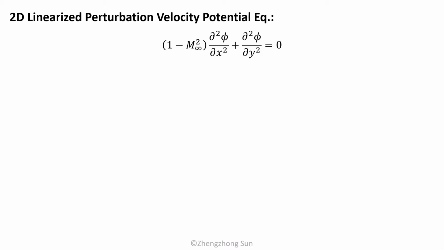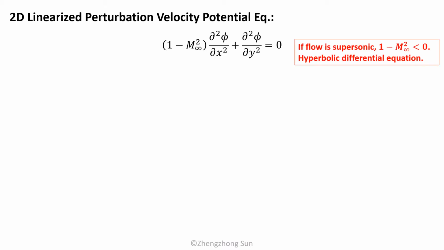Let's start again with the 2D linearized perturbation velocity potential equation. We've seen this form earlier, and we know in the subsonic flow, 1 minus M infinity squared is positive. But have you considered that if it's supersonic flow, 1 minus M infinity squared is a negative value? This will change the elliptic equation into a hyperbolic equation. So this is what happens from subsonic flow to supersonic flow. It will change the nature of the governing equation, and then the way to solve it should be completely different.